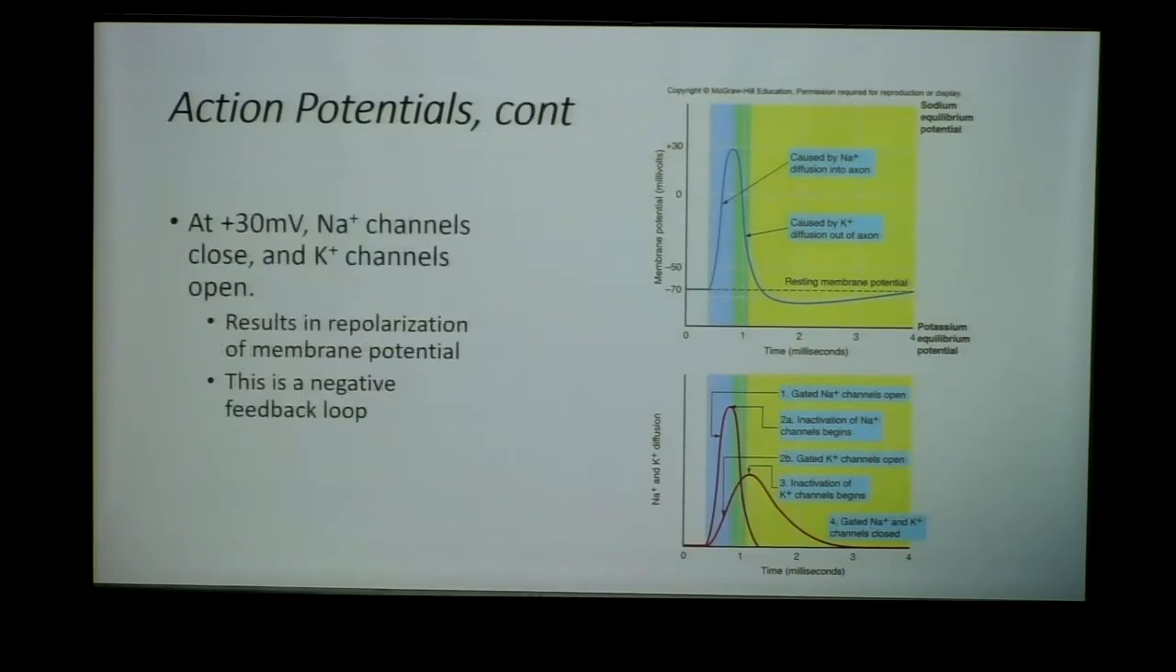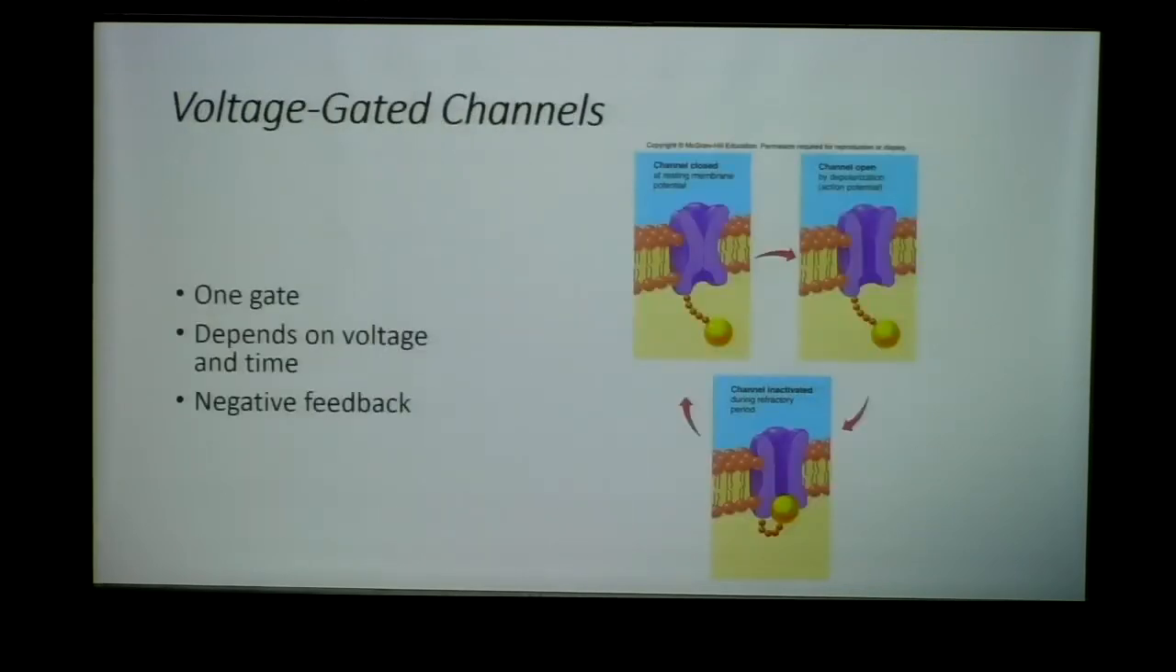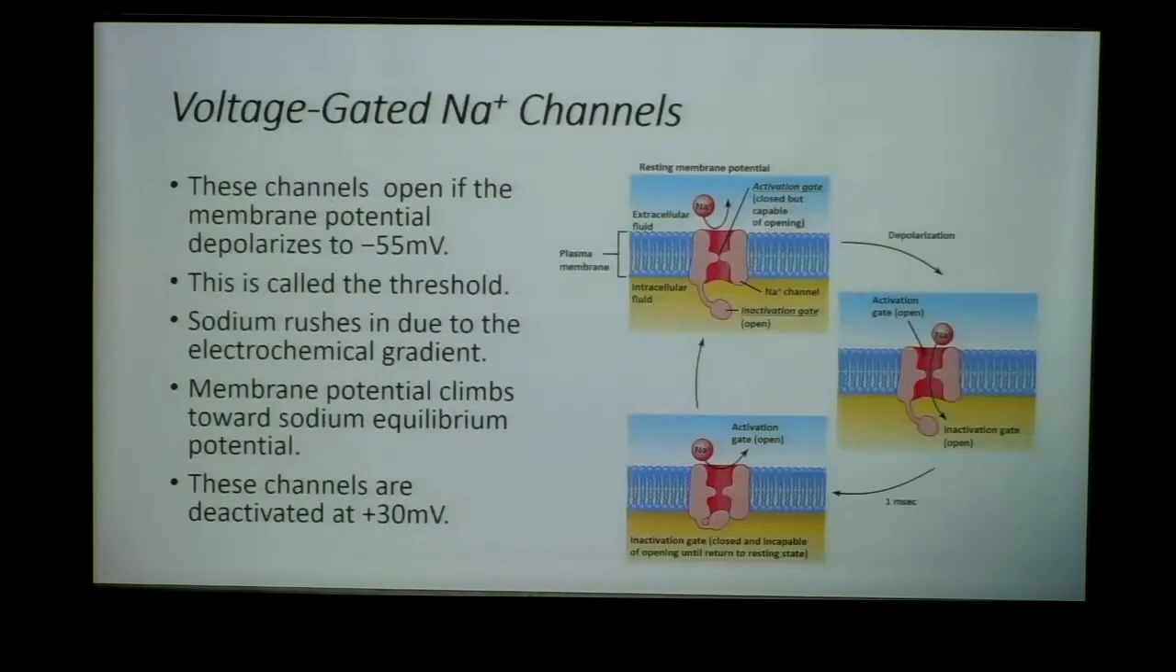The activation gates close when we get back to rest. Okay, that's why it's really important to talk about the 3 configurations of the channel, because it gets confusing. So what voltage determines what the channel is doing? At negative 70, the channel is closed and capable of opening, right? Because the activation gate is closed, but the inactivation gate is open. Right, so let's sort of start here.